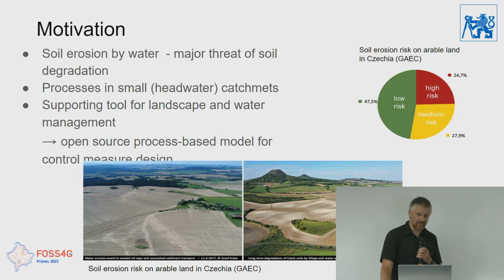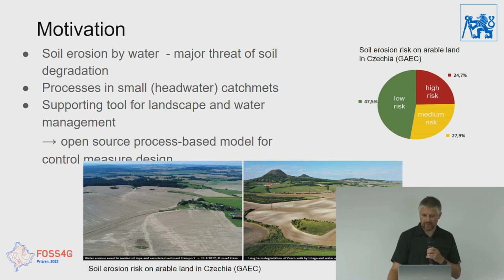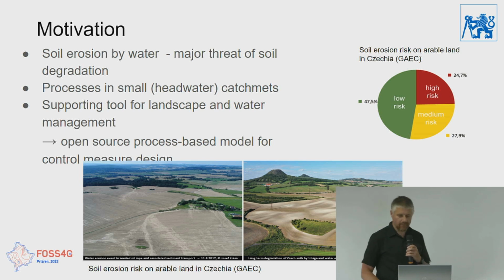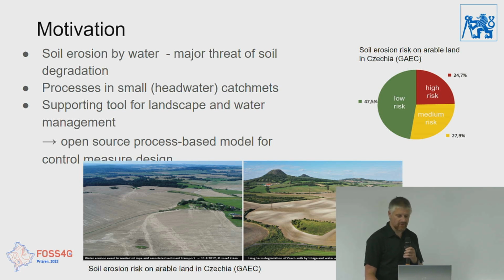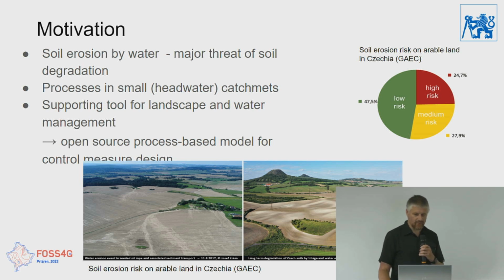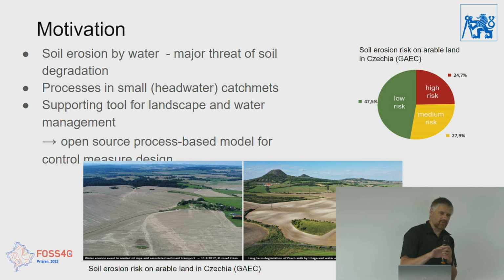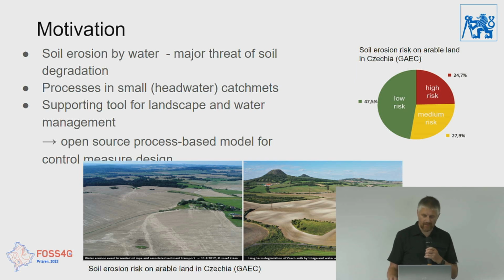First, soil erosion by water is a major problem in Central Europe, and in the Czech Republic directly. You can see in the graph that more than half of the arable land in the Czech Republic has some risk of erosion, and this topic is also about protection against erosion. The second motivation is that this process happens in small catchments, and this project is focused on looking at these processes in very fine detail.